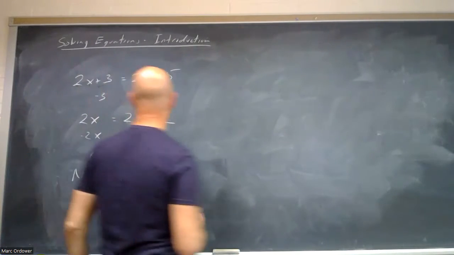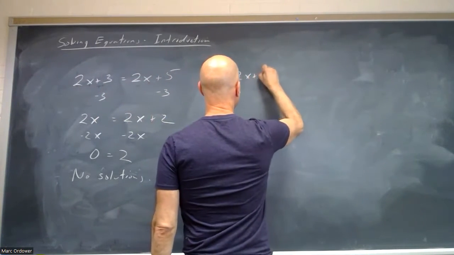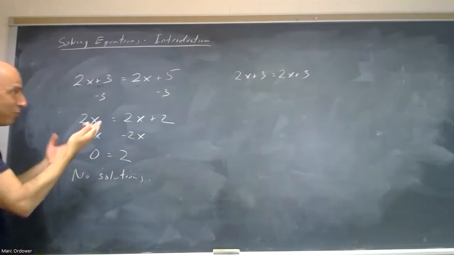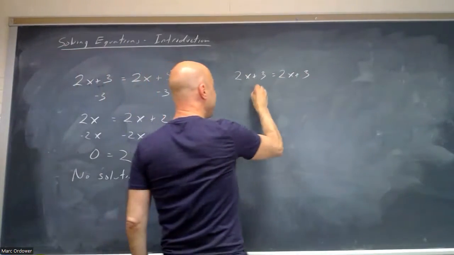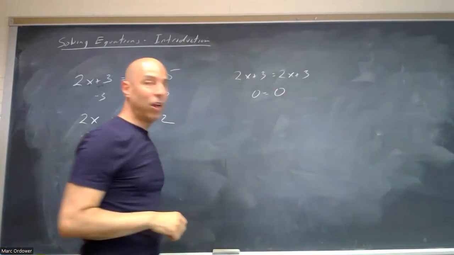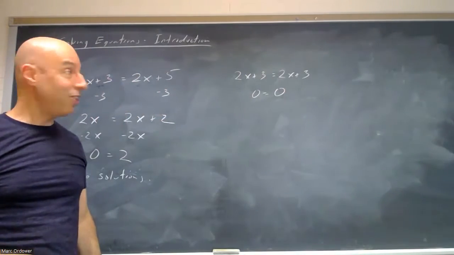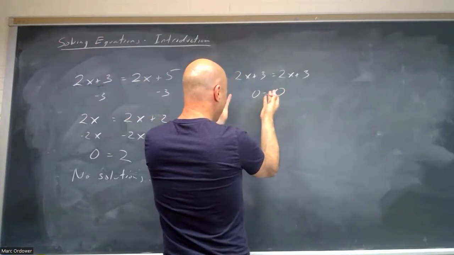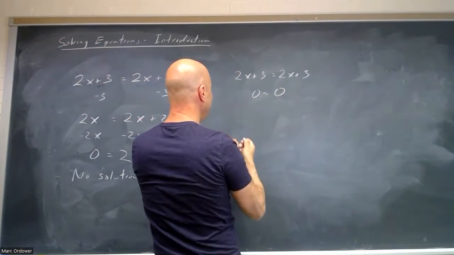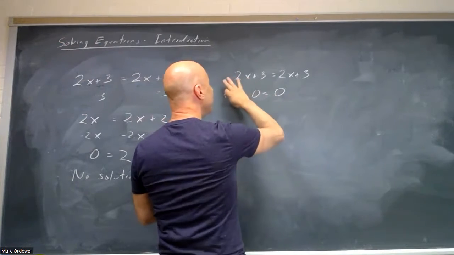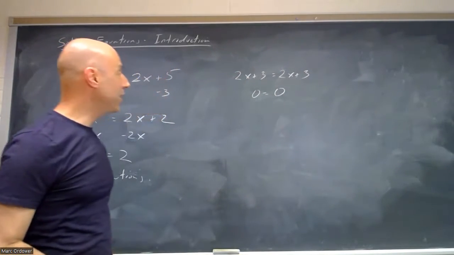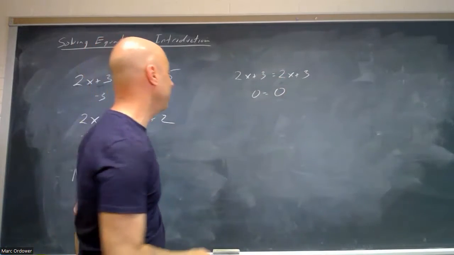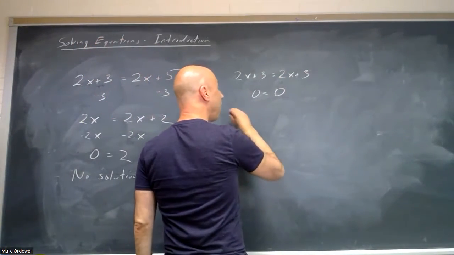Let's just take a look at another variation. 2x plus 3 equals 2x plus 3. If I subtract 2x and 3 from both sides, I end up with 0 equals 0. Well, is that true? Yeah, 0 equals 0. I guarantee 0 equals 0. And it doesn't matter what x is. If x is 5, 0 equals 0. If x is 8, 0 equals 0. So every number is a solution to this. Every number you can plug in for x will make the left side equal to the right side. That's fairly obvious here, and so this has all solutions.